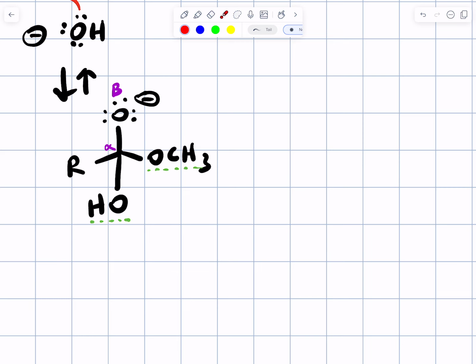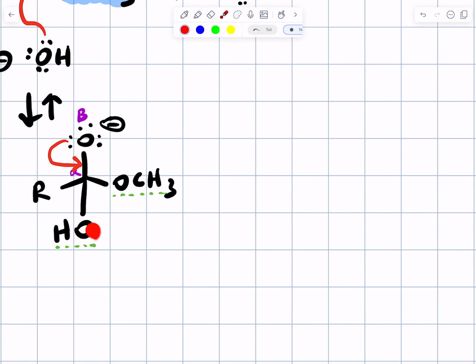What I'm saying is it's totally reasonable for a negatively charged oxygen to kick off another negatively charged oxygen as a leaving group. That shouldn't be a surprise. We're trading one negatively charged oxygen for another. It would be totally unreasonable for a neutral oxygen to kick off a negatively charged oxygen.